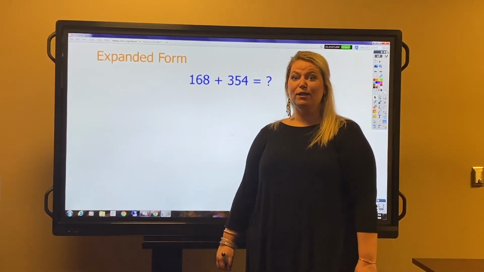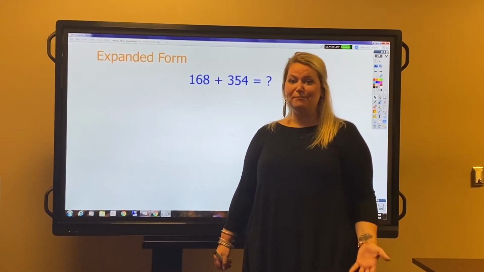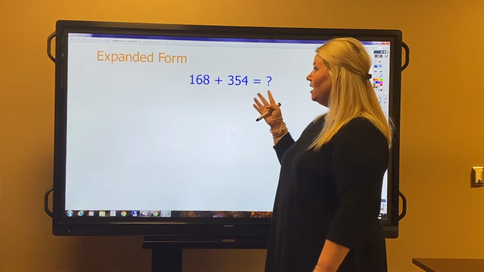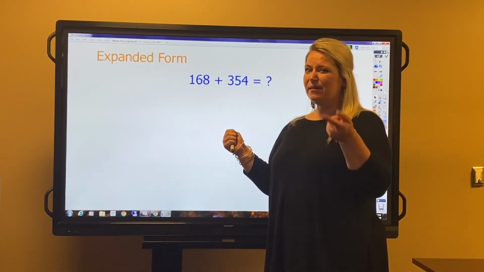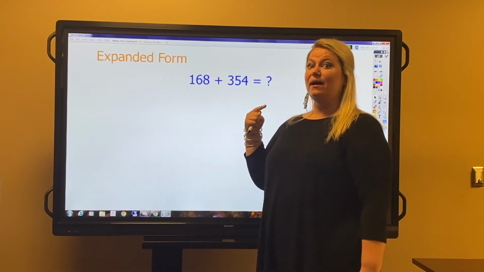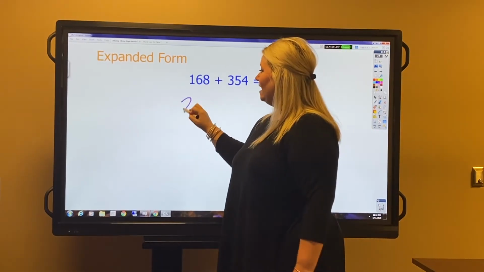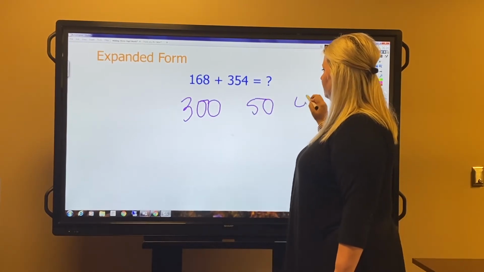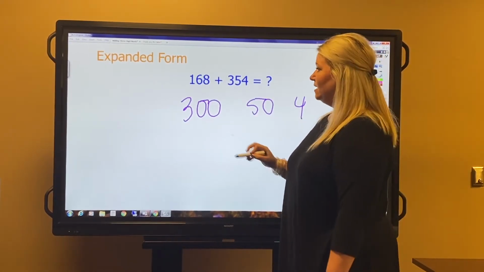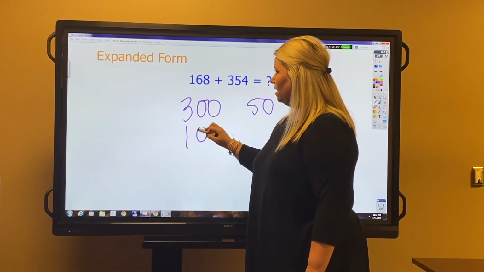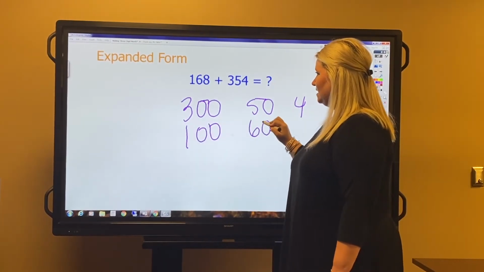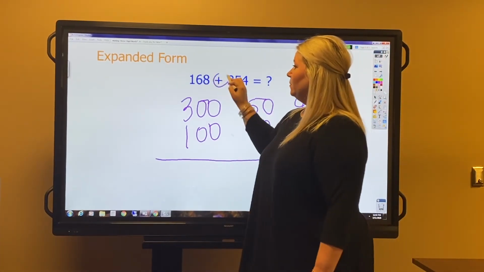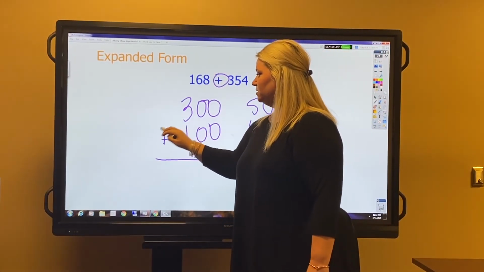Alright guys, now we're going to look at how to solve this problem using expanded form. So I have 168 plus 354. I'm going to do like Miss Level says, and I'm going to add my biggest number first. So I have 354. And then I'm going to add my second number, and I'm going to expand it out. 168. Now this is my operation that I'm using, so I'm going to put my operation sign over to the side.